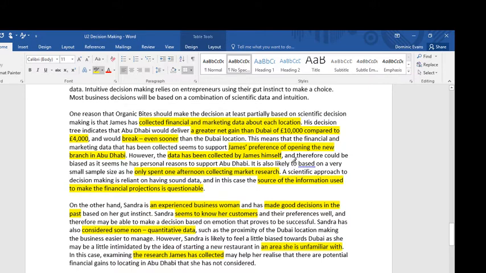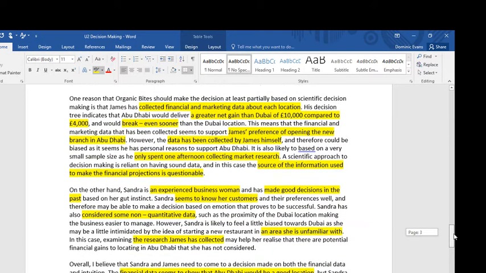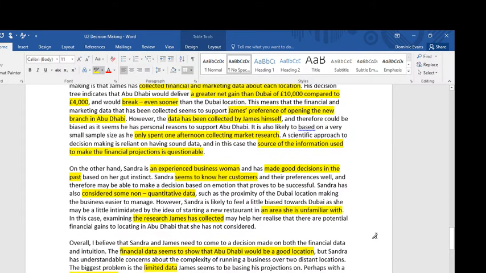However, the data has been collected by James himself and could therefore be very biased, as it seems he has personal reasons to support Abu Dhabi, i.e. he wanted to move to a new city. It is also likely to be based on a very small sample size, as he spent only one afternoon collecting market research. A scientific approach to decision making is reliant on having sound data, and in this case the source of information used to make the financial projections is questionable. Okay, so I've got some balance in here about scientific decision making, and all of my points I've pulled out a range of them from the case study and put them together to form a balanced argument.